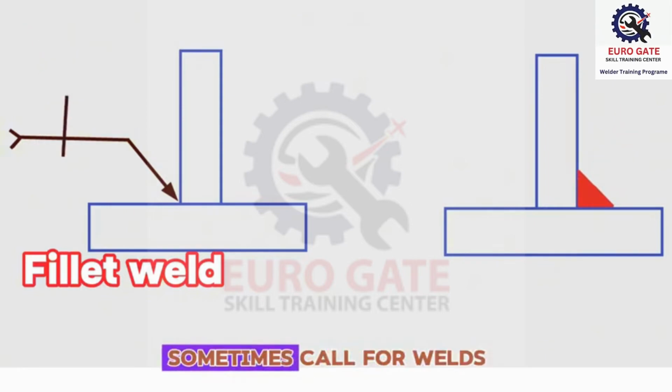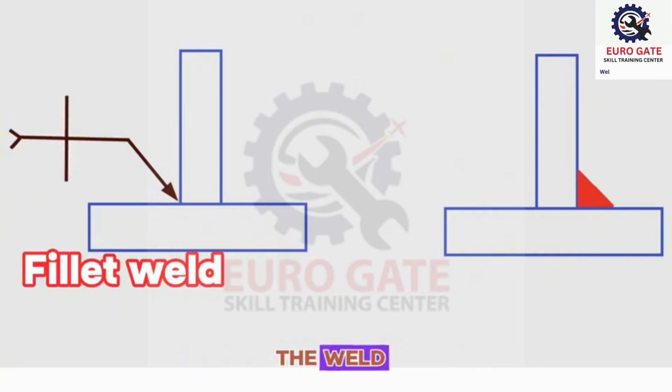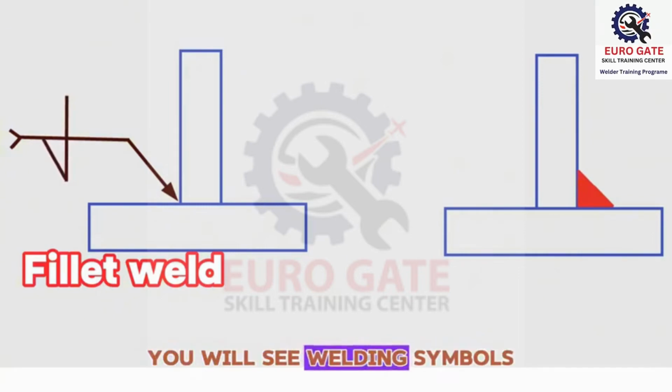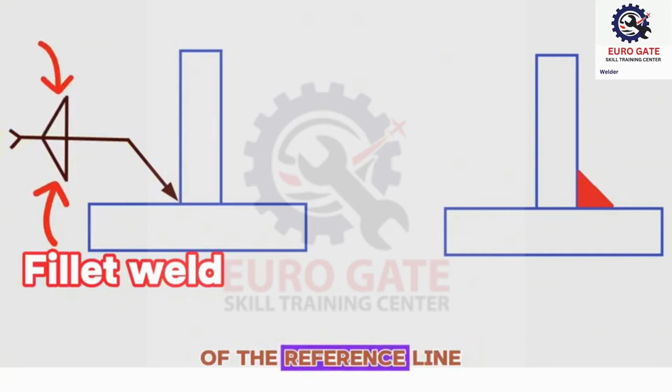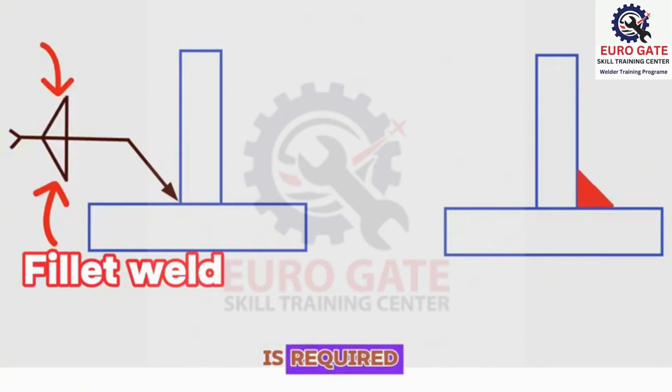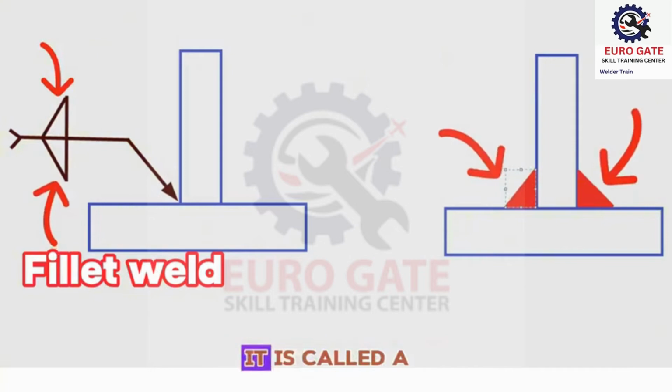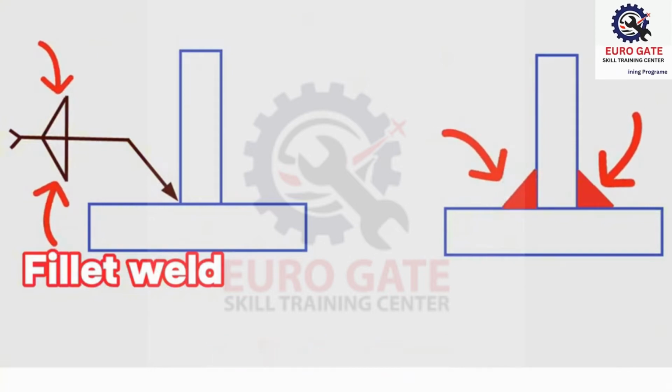Engineering drawings sometimes call for welds on both sides of the weld metal piece, so you will see welding symbols written on both sides of the reference line. When a fillet weld is required on both sides of the reference line, it is called a double fillet weld.